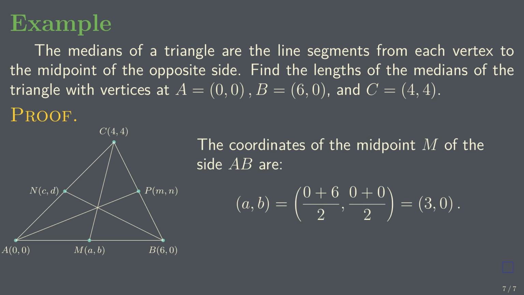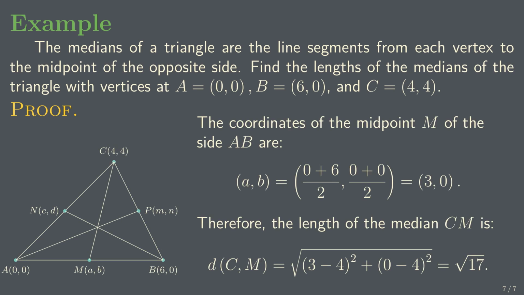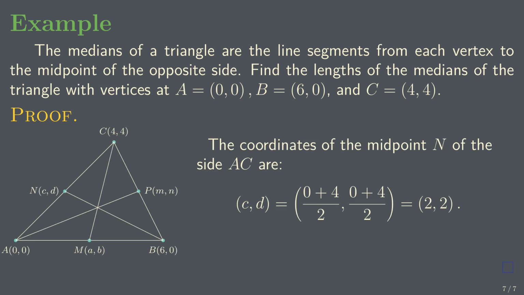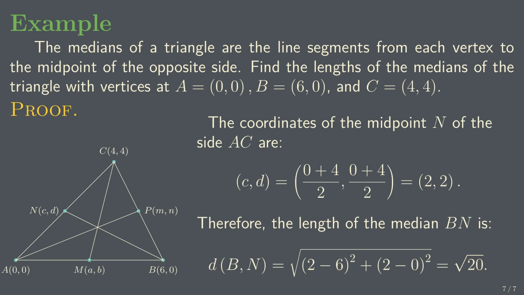So we start first with the coordinates of the midpoint M of AB. Given the coordinates of A and B, we can easily compute the coordinates of M, which is (3, 0) in this case, and the distance between C and M now is the square root of 17. Similarly, the coordinates of the midpoint N of AC is given by the formula, and we can easily compute it to be (2, 2). So the length of the median BN is square root of 20.